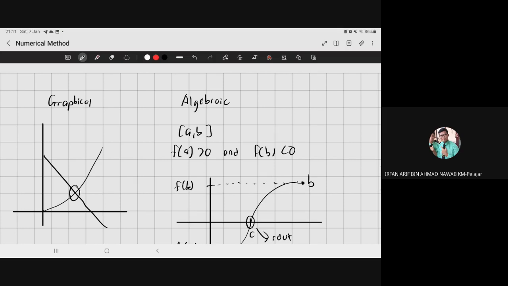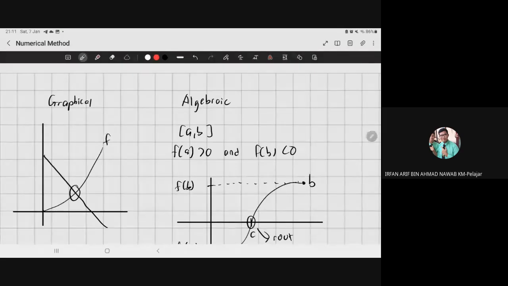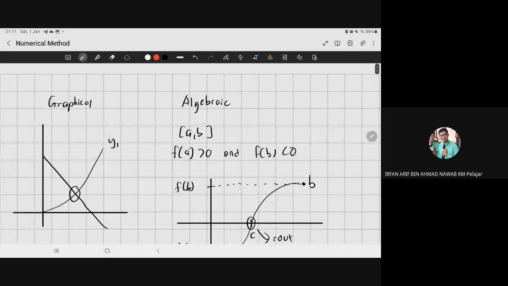Intersection between those two functions, y1 and y2. Okay. All right.